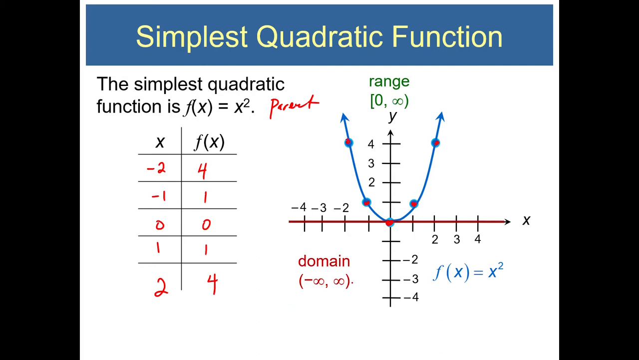The domain, remember, is how far left the graph goes to how far right. And in this case, the graph goes forever towards the left side, and it goes forever towards the right side. So the domain is -infinity to infinity. The range is different. It stops at 0, so it doesn't go below 0. And it goes up forever, so the range is 0 to infinity.